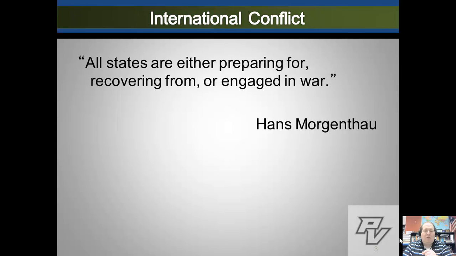So I wanted to start, before we get too far, by reminding you about this quote. We first saw it in Chapter 3 when we talked about realism. It was Hans Morgenthau's idea that all states are either preparing for, recovering from, or engaged in war. If you take a look at the United States today, you can't say that we're necessarily preparing for war, although we're always building our militaries to be stronger. You can say that we're recovering from wars in Iraq and Afghanistan, and you can say that we're even partially engaged right now and looking at the possibility of being engaged in war there. So whether or not this applies to the United States today is another story altogether.